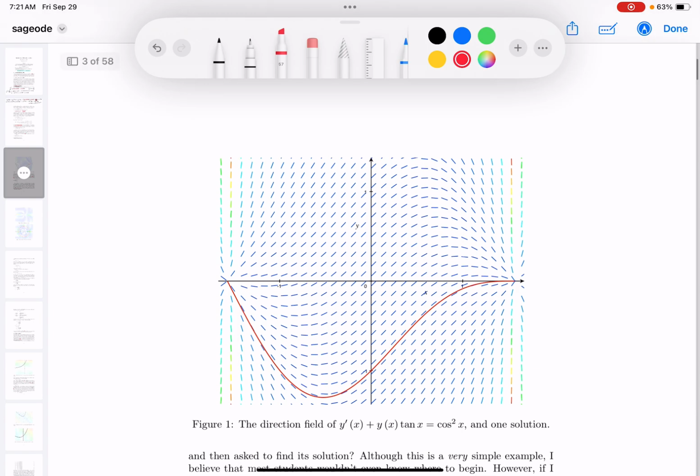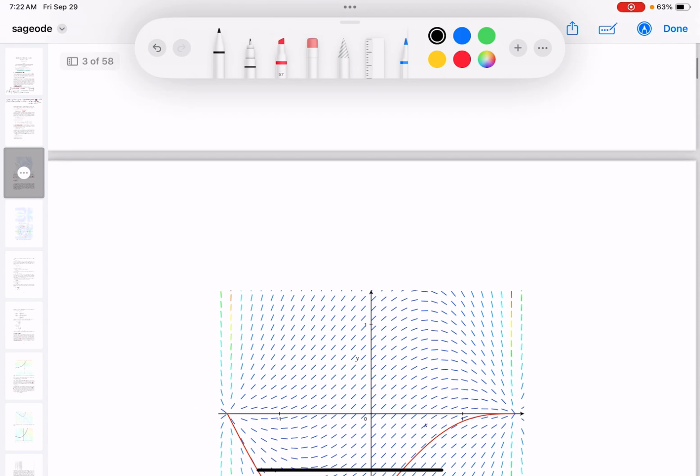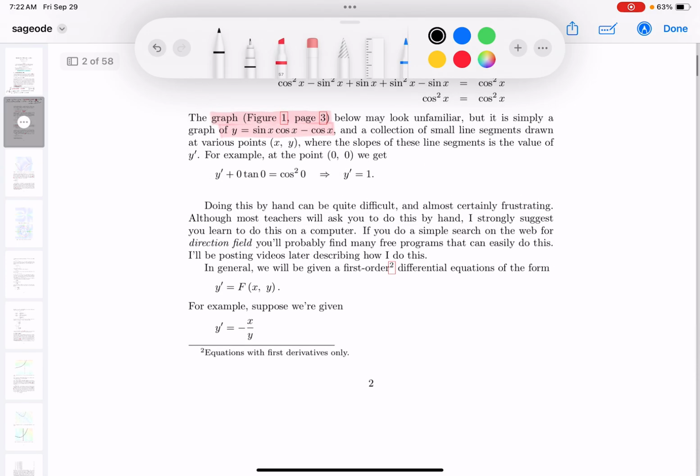What I want to point out is I kind of see something in the picture. So what are you seeing in the picture? I'm seeing that red thing over here, and I'm wondering what that is. So my claim over here, let's go back and read. It says the graph, and again, we just looked at the graph. It's simply a graph of y equals sine x cosine x minus cosine x.